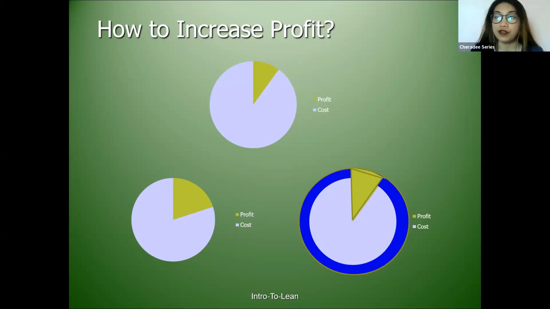So meaning to say, you increase profit by minimizing your cost and maximizing your production, okay? So that is how you're going to increase profit, alright?